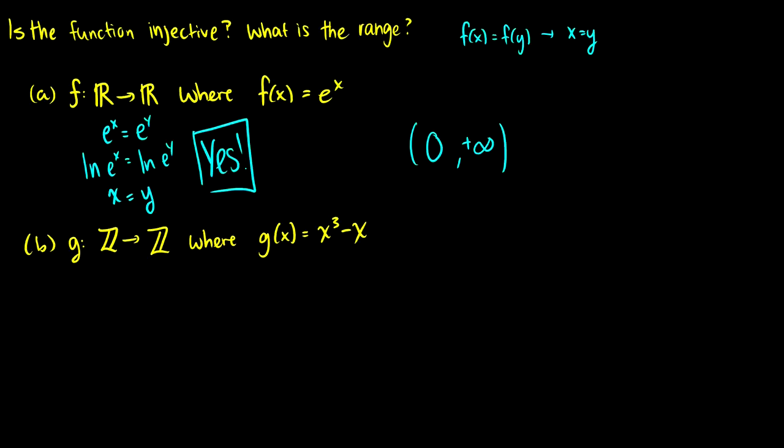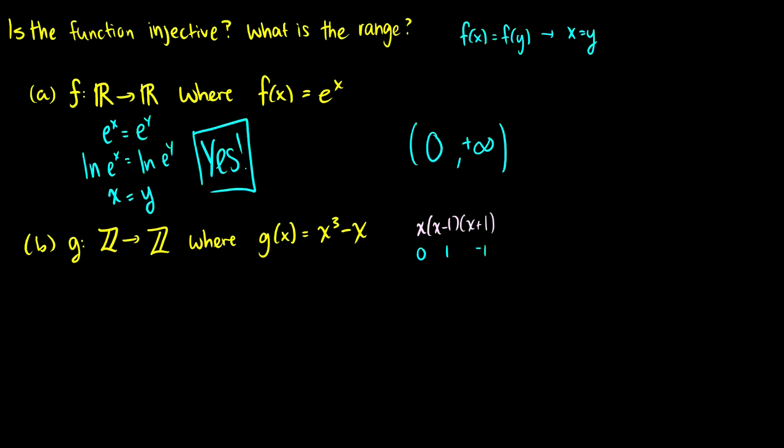Okay, so question B, g from the integers to the integers, where g of x is equal to x cubed minus x. I see this x cubed here, I see a minus x, and I also notice that this could be factored into x minus 1, x plus 1, so I'm feeling like maybe these aren't going to be injective. Maybe we can find two values that are equal to each other. In fact, when I factor this, it's kind of telling me to look at the values of 0, 1, and negative 1. So we just have to show that two of these are equal, and then we'll know it's not injective.